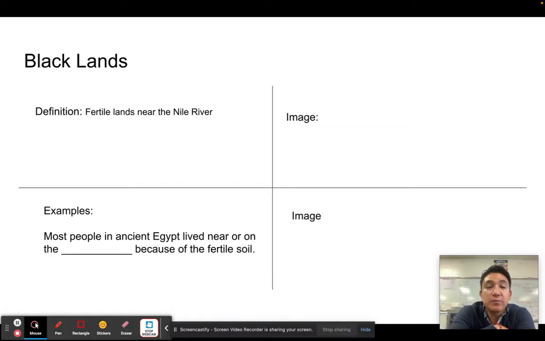All right, our next word is blacklands. The definition for blacklands are fertile lands near the Nile River. One of the things we're going to look at, just like in Mesopotamia, is how important the Nile River was to the people of Egypt. Remember, Egypt is a giant desert. It's very hot. It does not rain very often. And because of that, they rely on the river to provide rich soil for them to grow crops on. For this one, find me pictures of fertile soil within ancient Egypt or even modern day Egypt, because it's still used to this day. And our example sentence: most people in ancient Egypt lived near or on the blank because of the fertile soil.